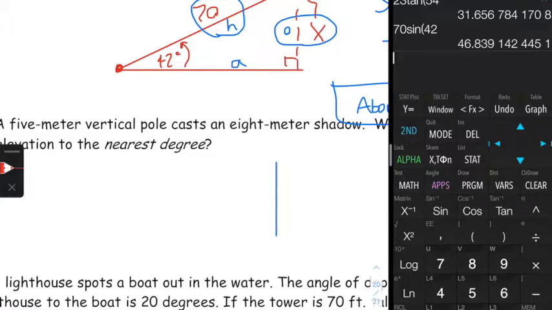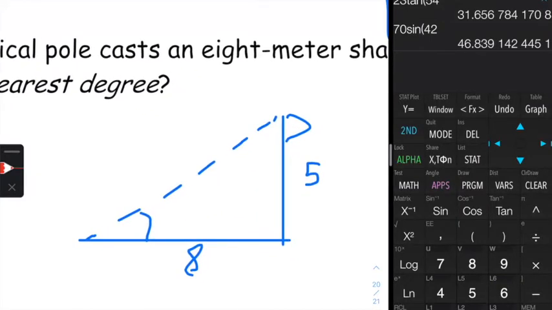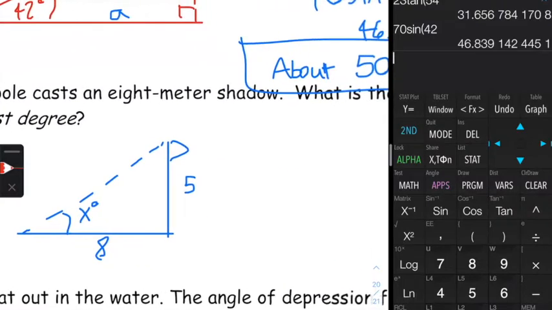So you've got some type of pole right there, maybe it's a flagpole or something, I don't know. And then apparently it casts an 8-meter shadow. And you're going to find the angle of elevation, kind of like that right there. So angle of elevation is just like that. We'll put X here if you want, or you can call it theta.